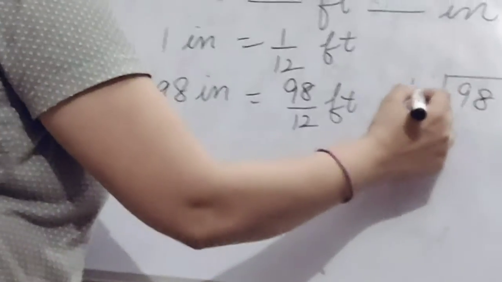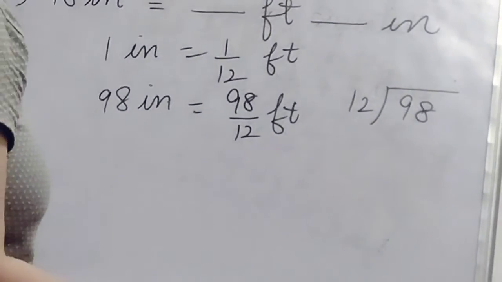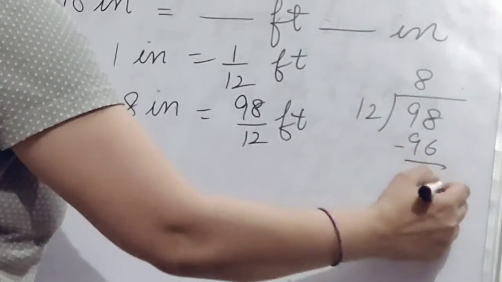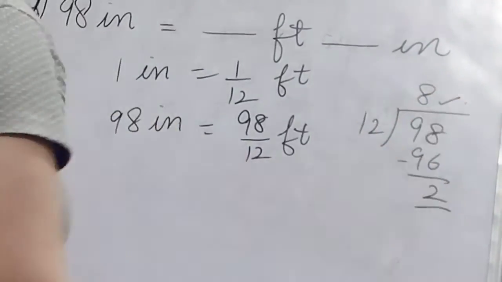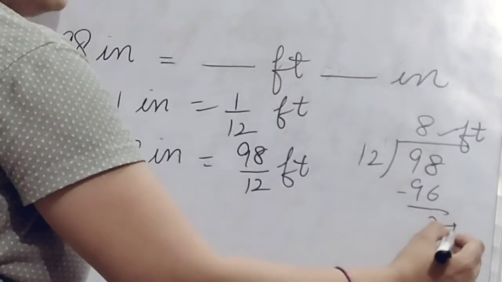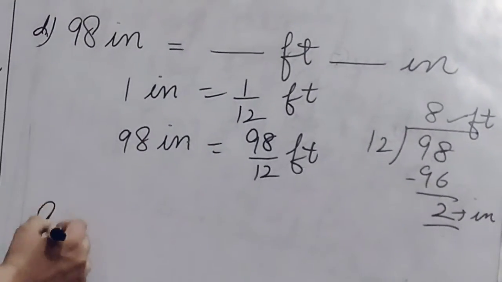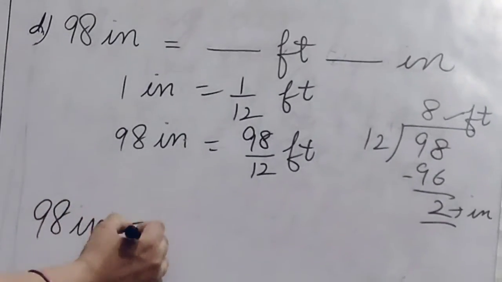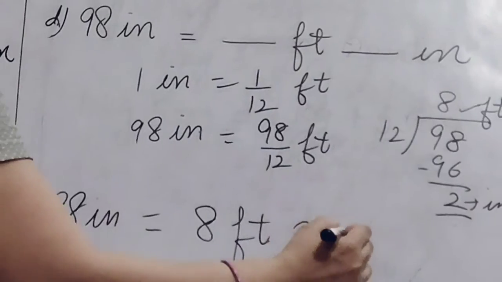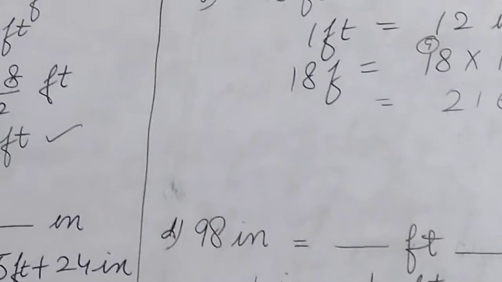98 divided by 12. In the 12 table, which is 98 or less than 98? So 12 eights are 96, 2 is left. This quotient is our feet because it is the bigger unit, and this remainder is our inch. So 98 inch is equal to 8 feet 2 inch. The left part of this question, try to do yourself.